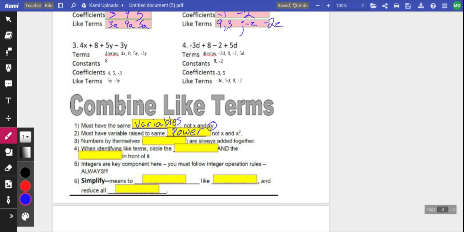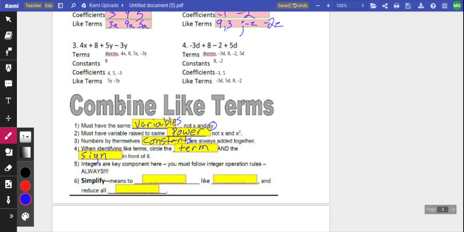Numbers by themselves, constants, are always added together. Okay. When identifying like terms, circle the term and the sign in front of it so that you remember if it is a positive or negative. Those are just little tricks to help you so that you stay organized. That's part of what mathematics is, just being organized. Integers are a key component here. You must follow all integer rules, okay?